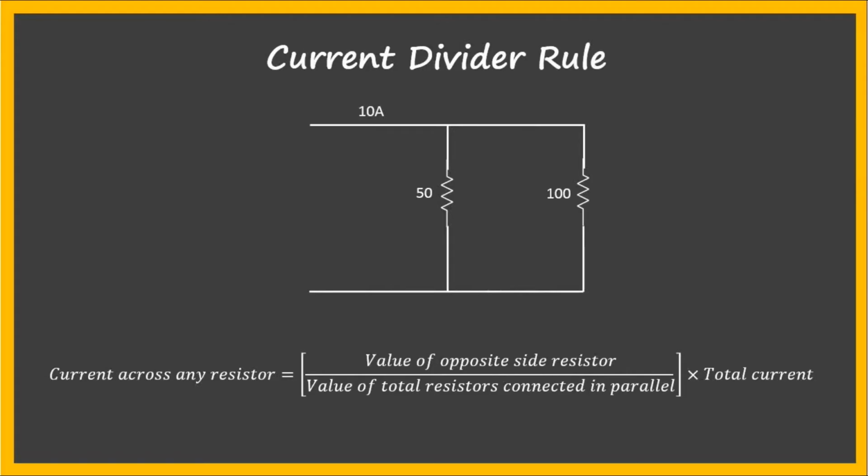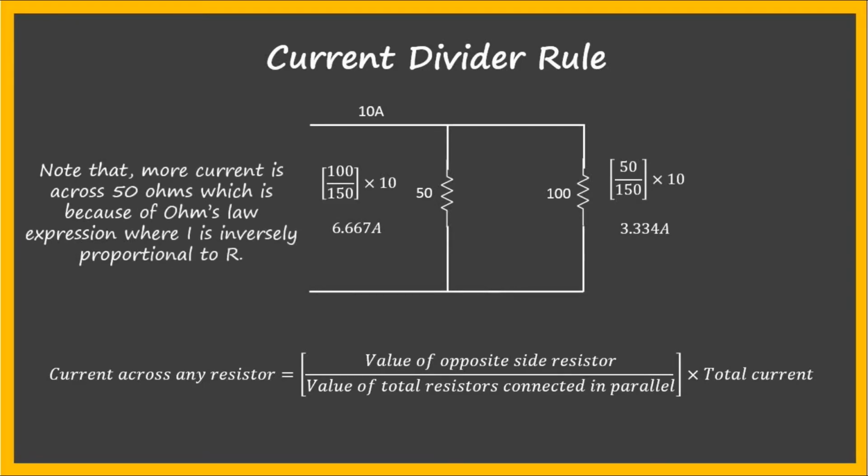To find it across the 50 ohm resistor, divide 100, which is the value of the opposite resistor, by 150, which is the total resistance, and multiply it by 10, which is the total current. The answer here is 6.667 amperes. Similarly, the current across 100 ohms is calculated. In this case, notice that the current across 50 ohm is more than across 100 ohm because of less resistance.